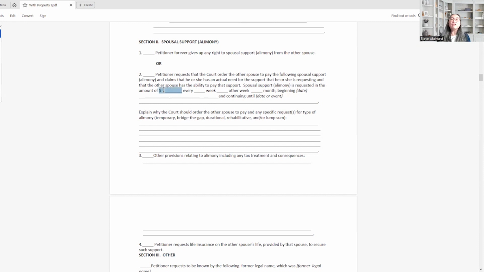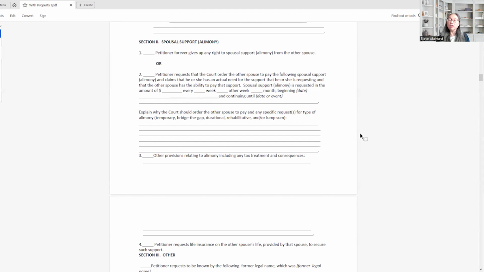If you have a figure you think, you could write that figure in. If you don't have it, just write a reasonable amount, because the court looks at that, but they have a calculation that they go through, and you are not expected to calculate it at this time. So the court may look at it later in the future and come up with a figure.